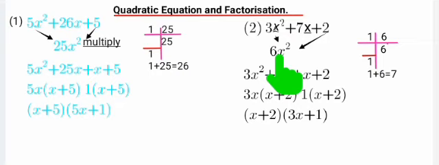The next thing you need to do is look for a number that we can multiply that will give you 6x squared, or just follow the number. Forget about the x for now. A number that we can multiply that will give you 6, but add to give us 7.